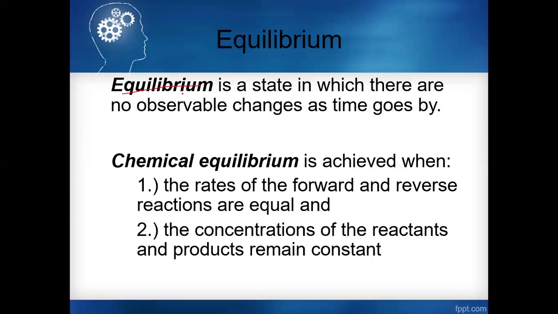But in this sense, because we are talking about chemical reactions and we have already spoken about the rates of reactions, then we are talking about the chemical equilibrium. And so, having a look at this definition over here, it says to us chemical equilibrium is achieved when the rates of the forward and reverse reaction are equal, and the concentration of reactants and products remain constant.